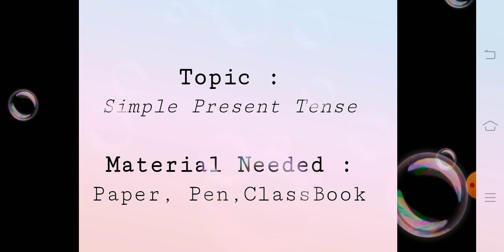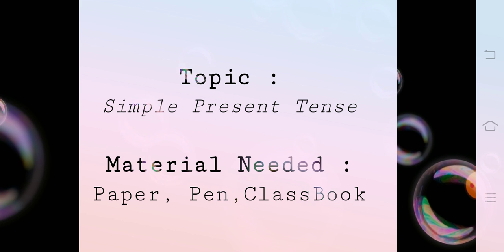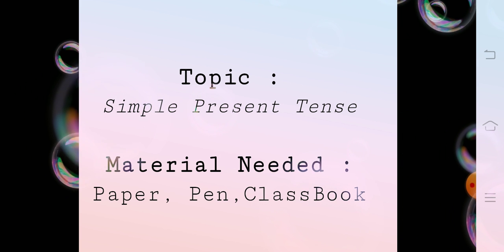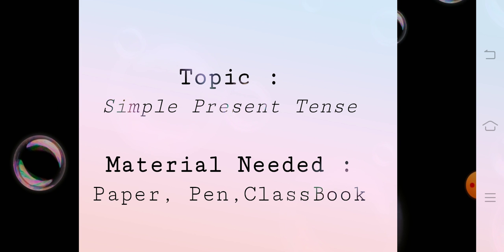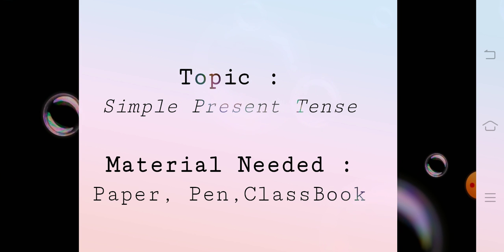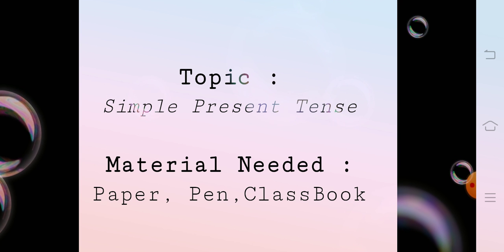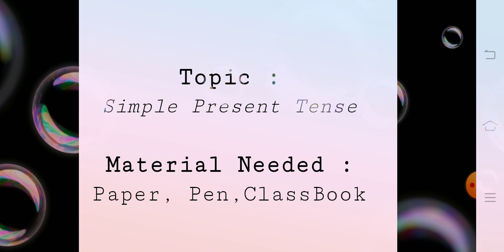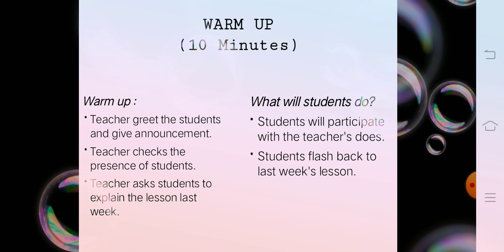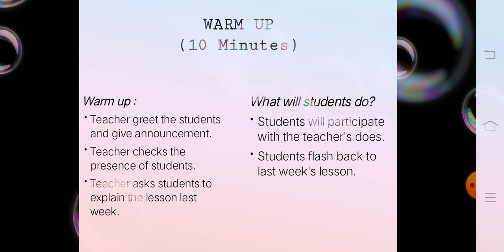The time is called tenses. There are at least 16 types of tenses in English. One of them is the simple present tense that we will discuss in my lesson plan. The first part of the lesson plan is warm up.